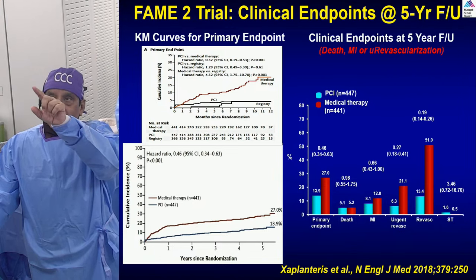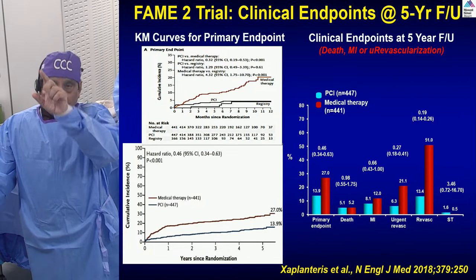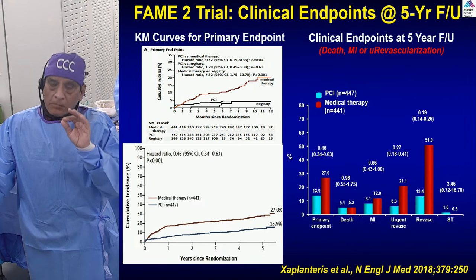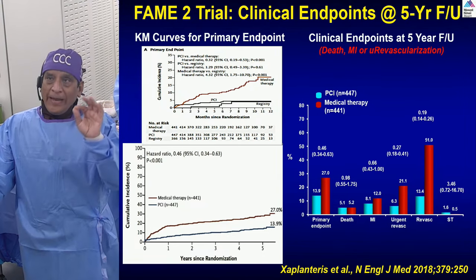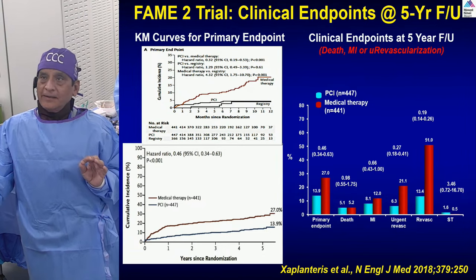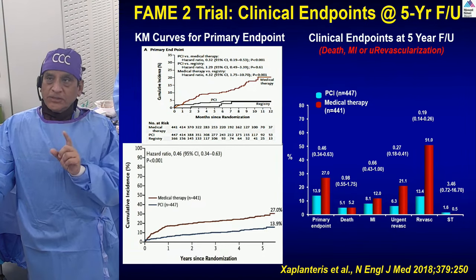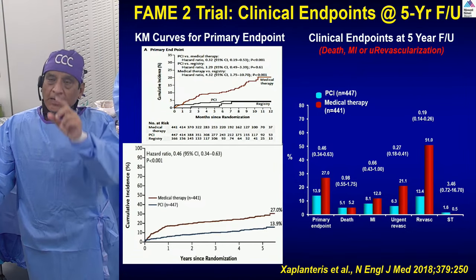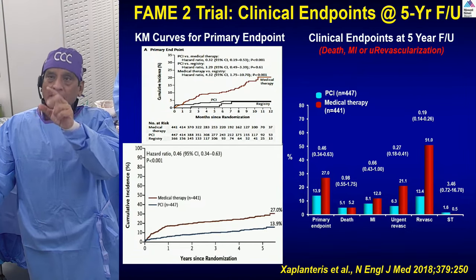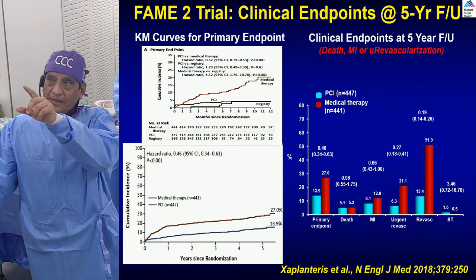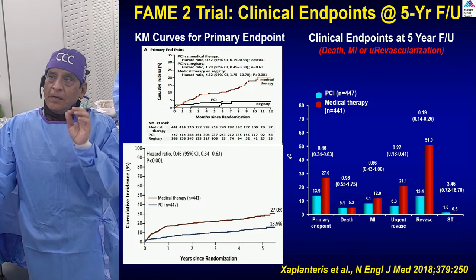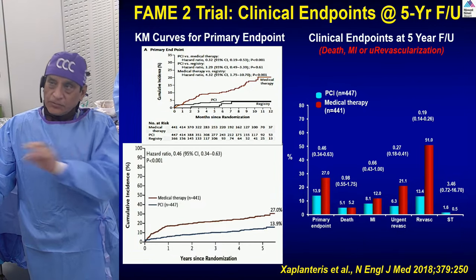So if we look at 1 year, the FFR negative group had about a 4-5% event rate, so just to say, it was not zero. Now, we know that once your FFR is positive, PCI did a better job of decreasing the event rate, as shown in the figures on the right side, largely driven by lowering urgent revascularization. So this fact is known.